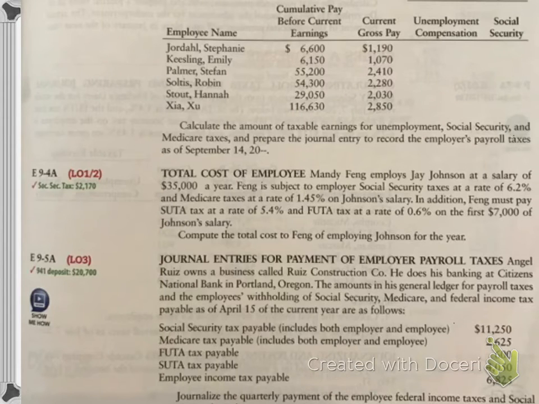In this video, we're going to work exercise 9-4A. That's on page 343 of your textbook and work paper 292. Exercise 9-4A says Mandy Fing employs Jay Johnson at a salary of $35,000 a year.